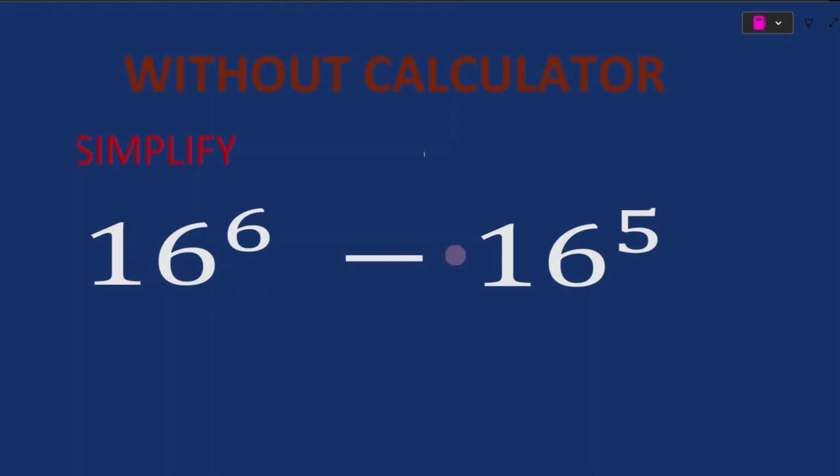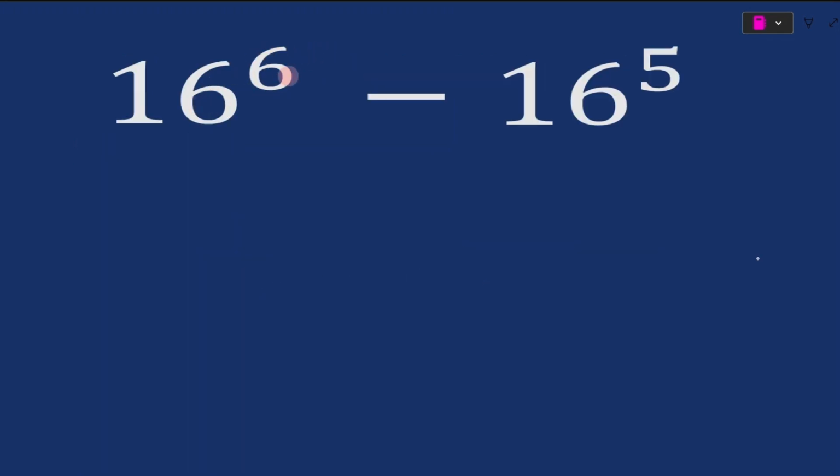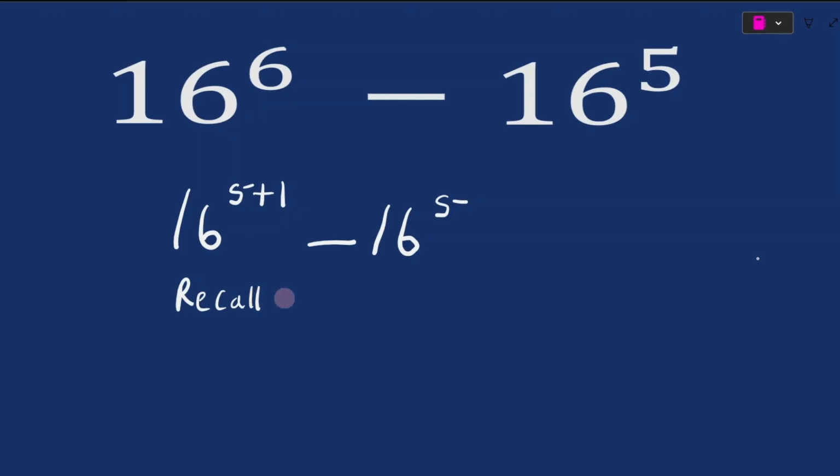Without the use of a calculator, we are asked to simplify this. 16 to the power of 6 can be written as 16 to the power of 5 plus 1, which subtracts 16 raised to the power of 5. Now, recall the law of exponent that says a raised to power m plus n is equal to a raised to power m multiply a raised to power n.